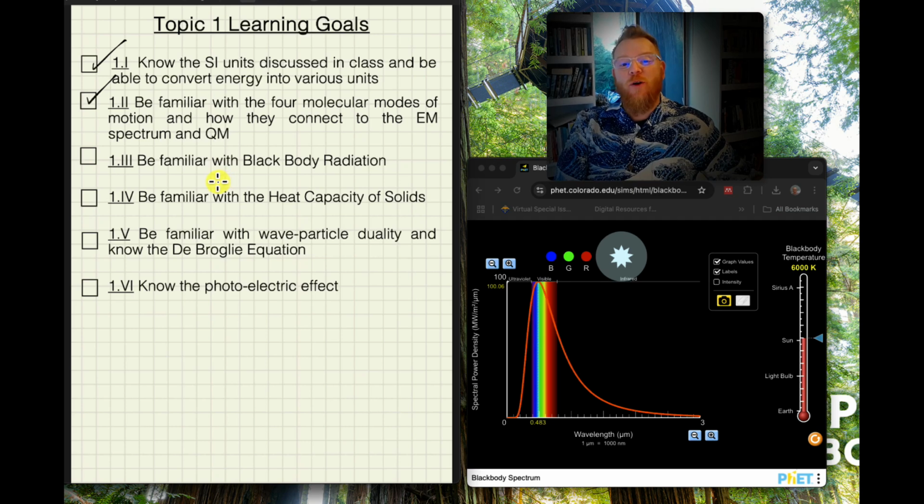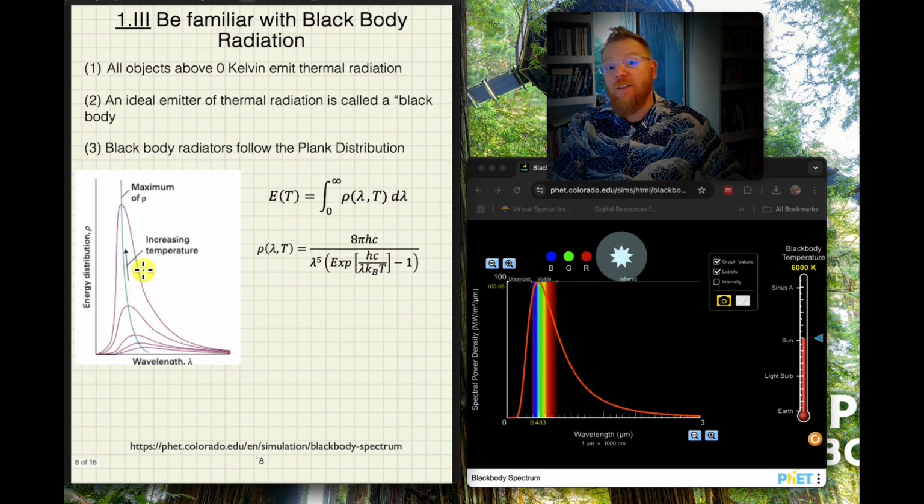Okay, folks, learning goal 3. This one will be pretty short. Be familiar with black body radiation. So we're not going to go into the full nitty-gritty details. That's why the learning goal just says be familiar. Okay, let's navigate to the slide and let's go for it.